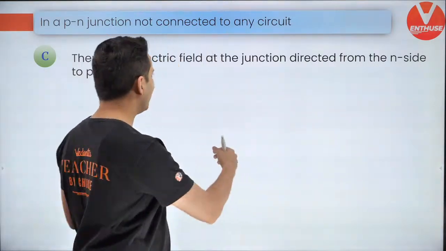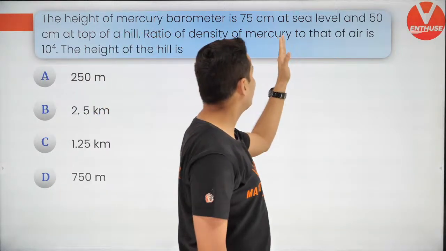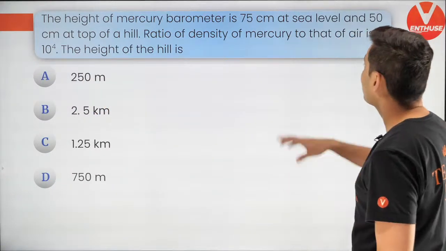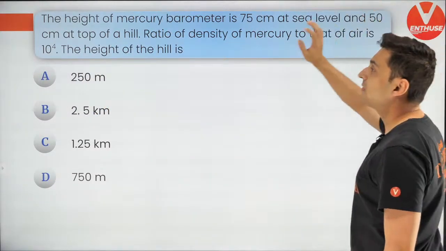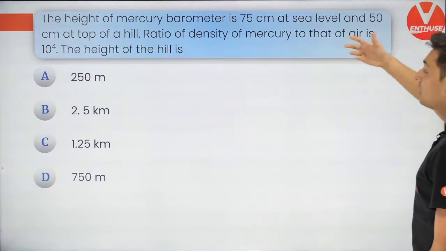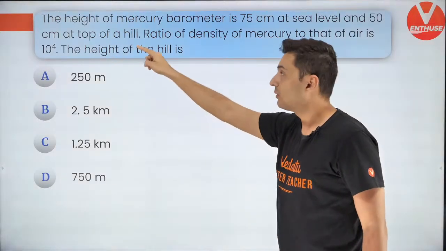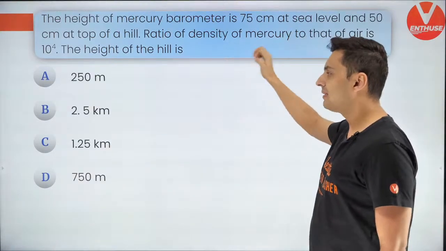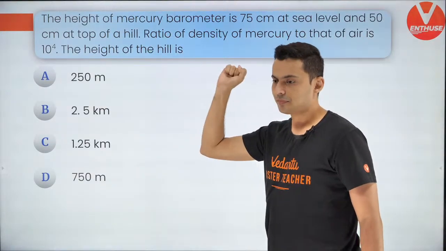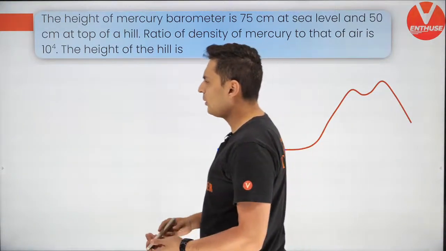And let's go ahead with the next question. Here it comes. The height of mercury barometer is 75 centimeters at sea level and 50 centimeters on the top of a hill. The ratio of density of mercury to that of air is 10 to the power 4. Then the height of the hill is which of the following? Let's try to do this problem. Okay, don't worry about the options again.